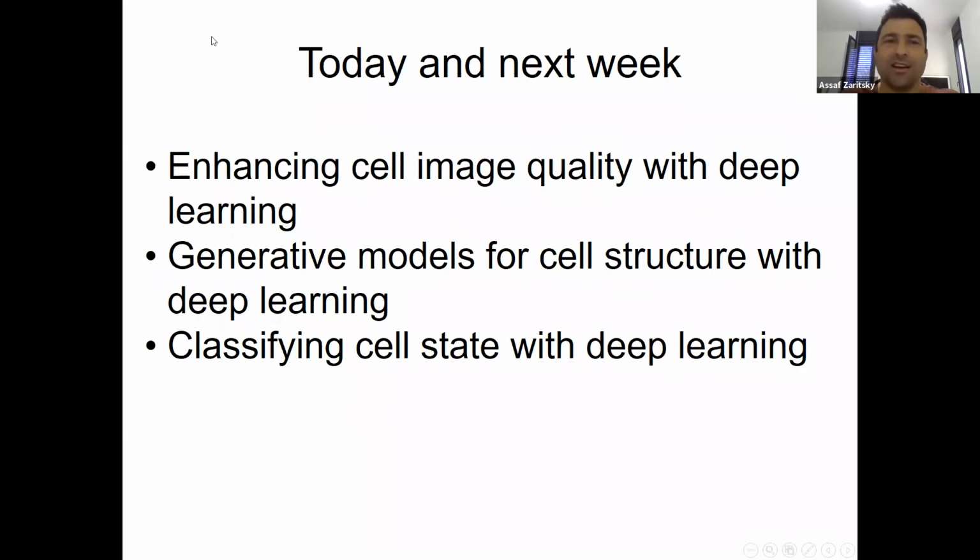Okay, so I think by that we mostly covered enhancing cell image quality with deep learning. There are a lot of papers in the list that I shared with you, but basically it's the same thing. I mean, it's mapping from one modality to another, low quality to high quality, wide field to super resolution, et cetera. It's basically the same thing again and again. So computationally, there are not any new ideas for us.